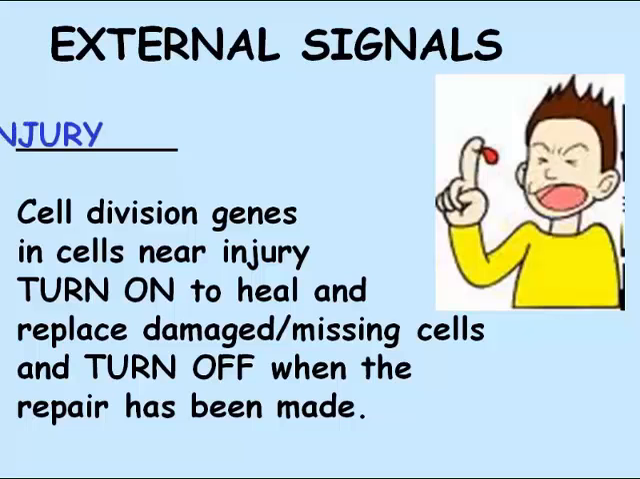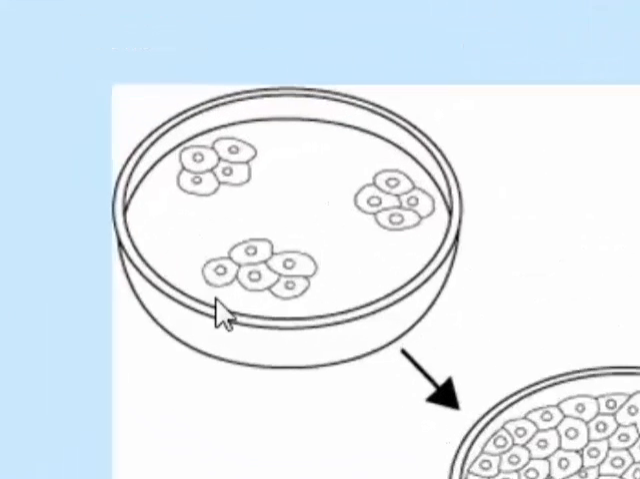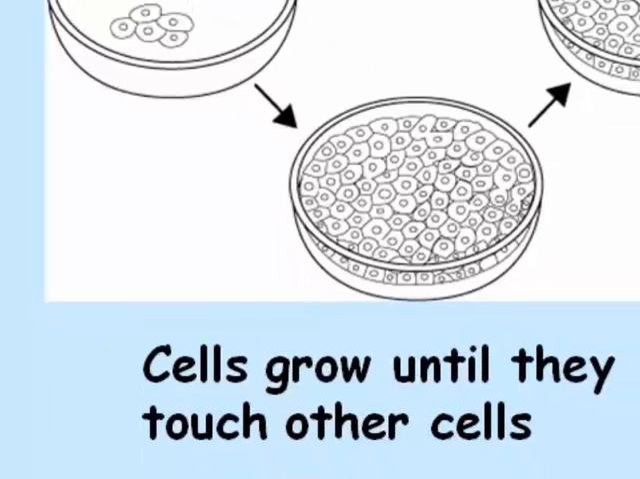So whenever we get injured, obviously we're going to start to bleed, and our cells are responding to an external signal. So cell division genes in the cells near the injury turn on to heal and replace damaged or missing cells, and turn off when the repair has been done. We also see this when cells receive signals from neighbors. So basically we have cells right here that are in clusters, and they're going to continue to grow until they all touch each other. And then when they touch each other, they stop dividing. So that is contact inhibition.